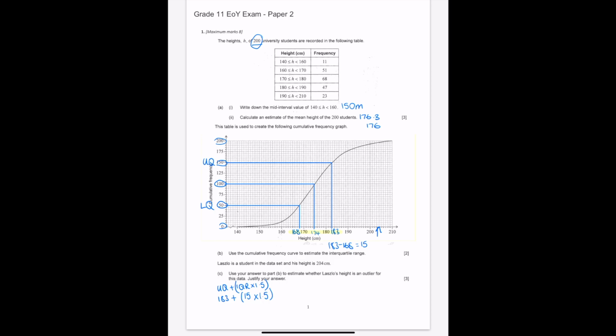If I type that into my calculator, I find that it gives me 205.5. So that means that any data above 205.5, above this value here, is an outlier. But our data was 204, so it just lies in the main set of the data, which is this part here, and therefore it's not an outlier. It would need to be bigger than 205.5 for it to be an outlier. Okay, so therefore he is not an outlier, and you would just write that down as your conclusion.